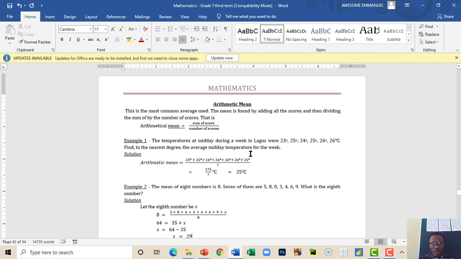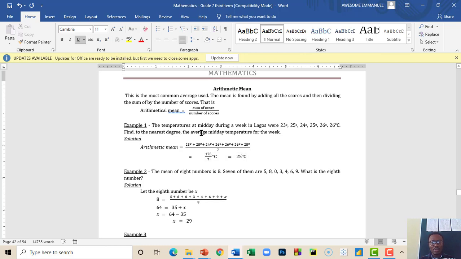Now let's look at this quick example, number 1. The temperatures at midday during the week in Lagos were these values. Now we're asked to get the average temperature. So what we're going to do is just add everything up. Then we have 7 entries here, so just divide by 7. Adding everything up, we have 175 degrees Celsius. Then divided by 7, we have 25. So the average temperature is 25 degrees Celsius.